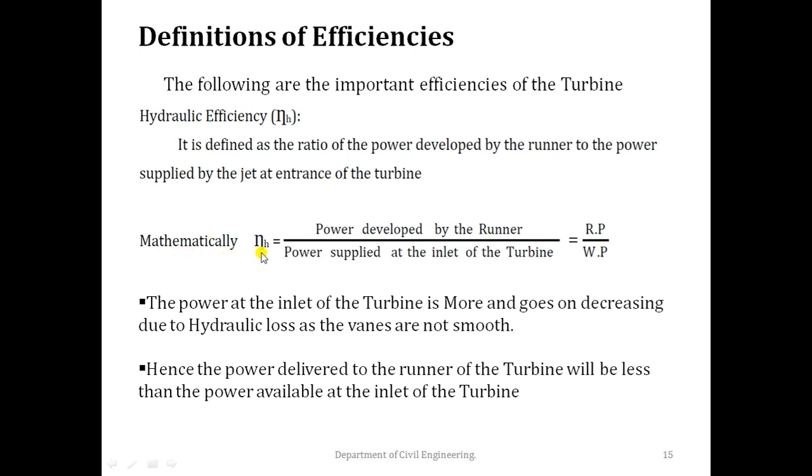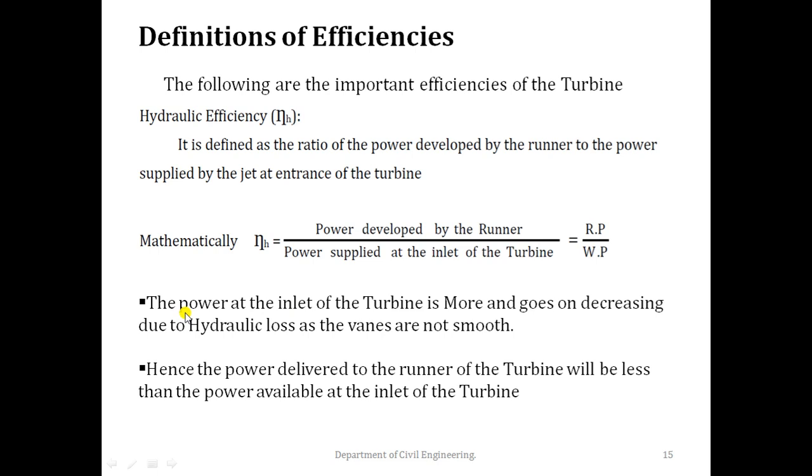Mathematically, we will be denoting it as eta H is equals to power developed by the runner divided by power supplied at the inlet of the turbine. Now, the power developed by the runner is called as the runner power, which we will be denoting it as Rp, and the power supplied at the inlet of the turbine is water power, which we will be denoting it as Wp. Therefore, eta H will be equal to Rp divided by Wp.